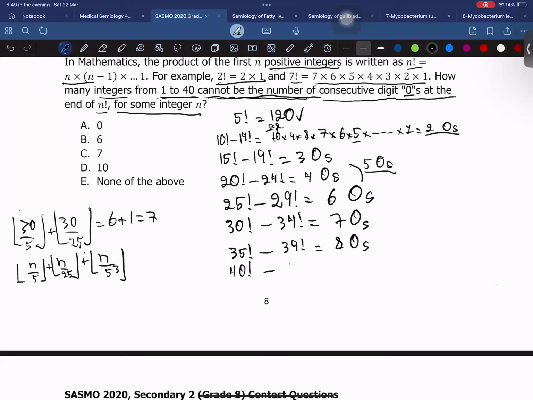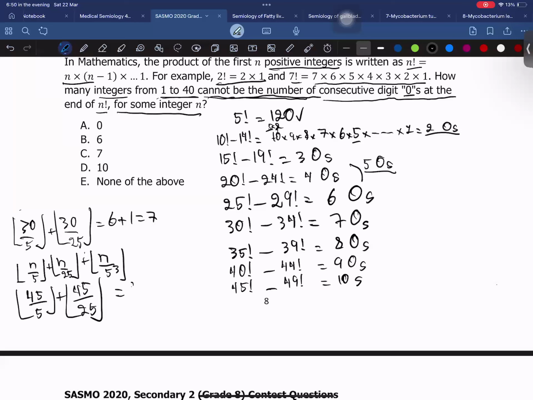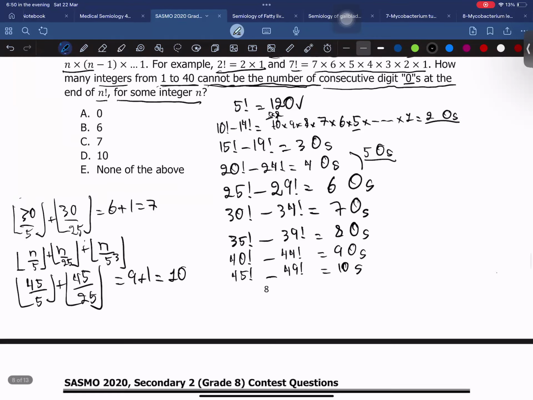40 till 44 is 9 zeros. 45 till 49 is 10 zeros. Okay, do you want to make sure of it? Yeah, sure. So it's 45 over 5, which is 9, plus 45 divided by 25, which is 1. So it's 10 zeros, just the same as ours.